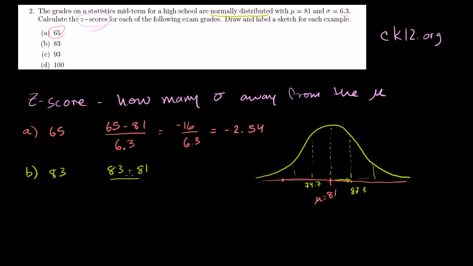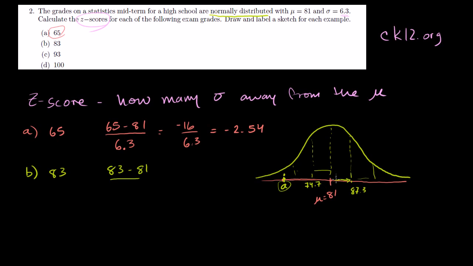How many standard deviations? So this was part A. A was right here. We were 2.5 standard deviations below the mean. So this was part A. 1, 2, and then 0.5. So this was A right there, 65. And then part B, 83.